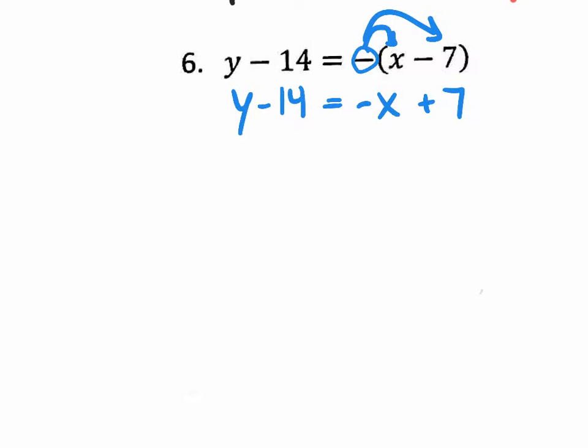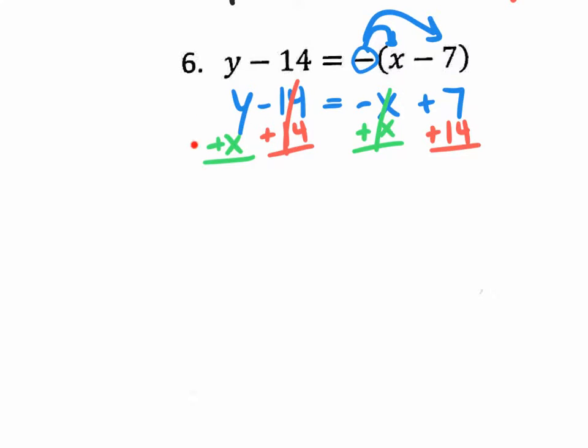Do you guys want to do one step at a time or two at the same time? Two at the same time. Okay, so let's move that negative x to the left side by making it a positive x. Positive x. And let me move that minus 14 to the other side by going plus 14 and plus 14. So what do I have left?